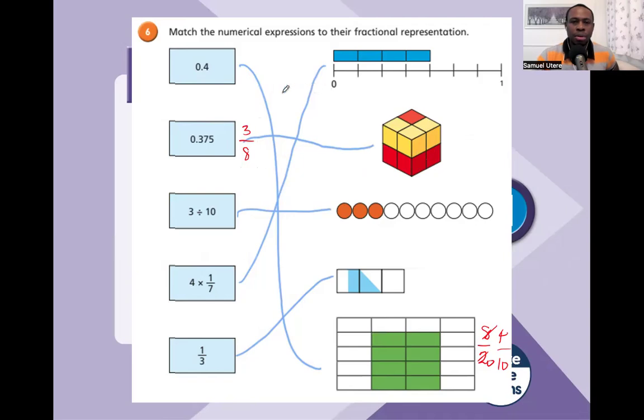Then for this one, we've already done this one. For this one, you can see that this is 4/7. So 4 times 1/7 is 4/7. And you can see that 4 out of 7 equal parts are represented. Okay, let's move on.